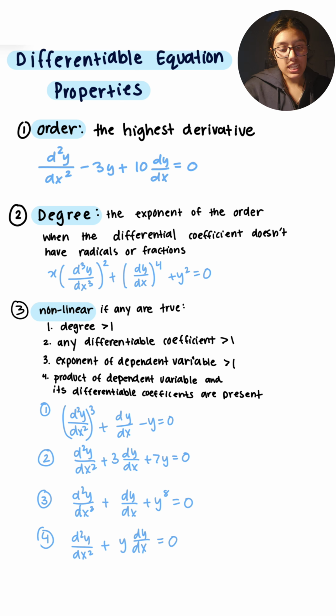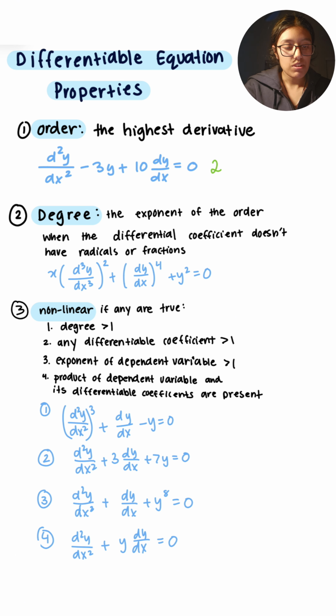So we have three properties outlined here. Let's go step by step. First we have the order, and the order is probably one of the easiest. It's just saying the highest derivative. So of course this is an example over here, and we see the highest derivative, that's going to be 2. That's going to be the second derivative. So the order in this case is just going to be 2. Pretty self-explanatory.